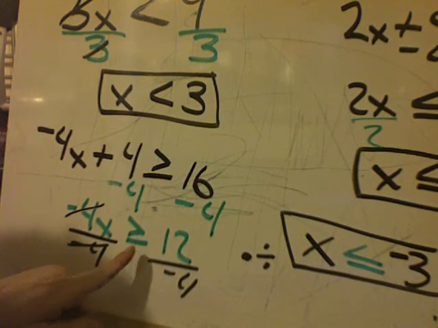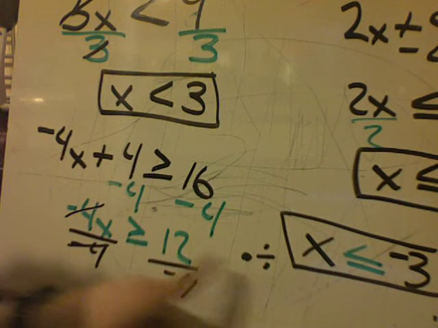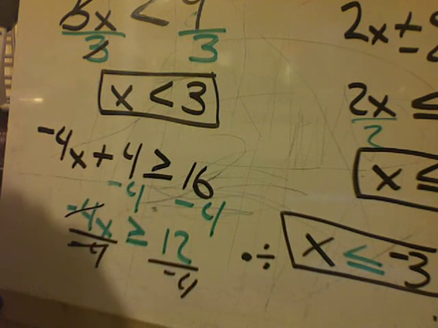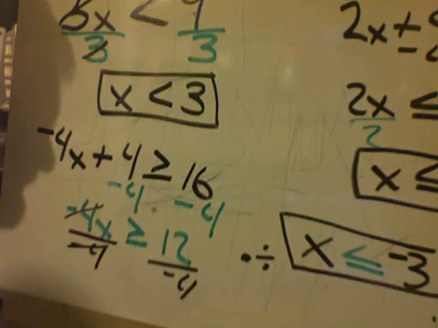So that's the tricky part. Whenever you have an inequality and you multiply or divide by a negative, the inequality flips. That's not add or subtract a negative though. You can add or subtract as many negatives as you want and it's not going to flip. It's only when you multiply or divide by a negative.